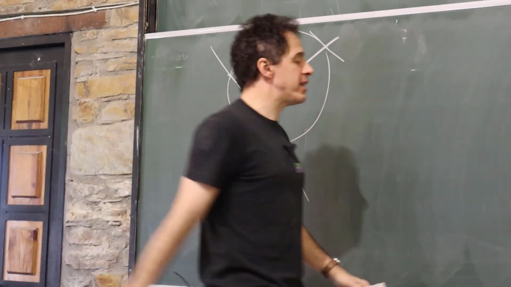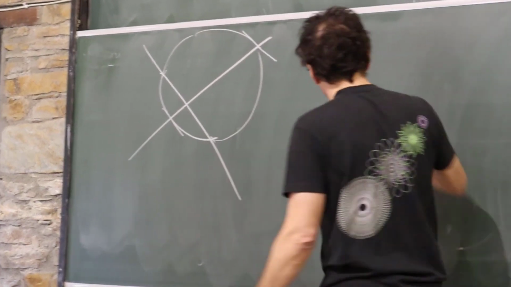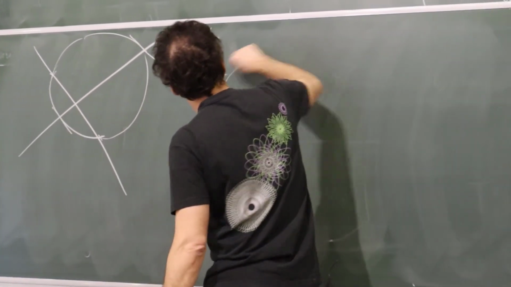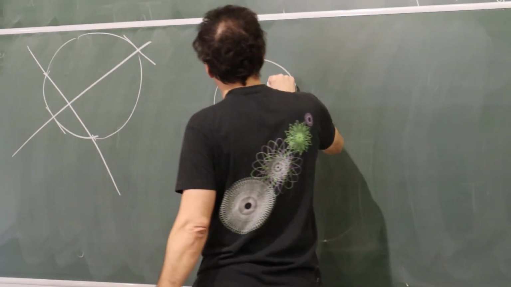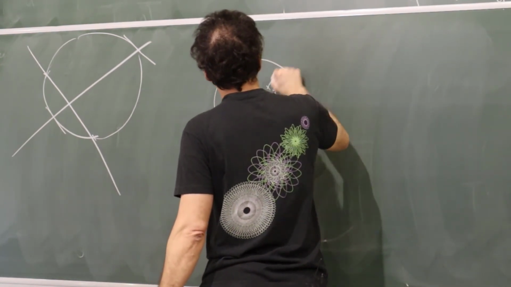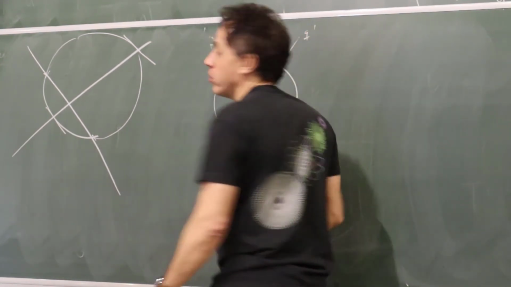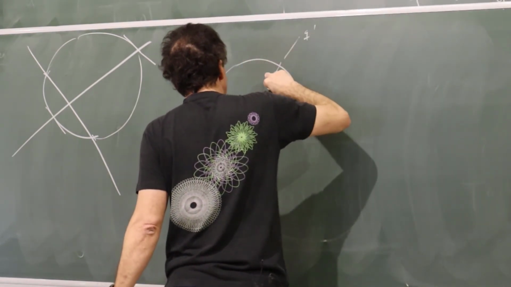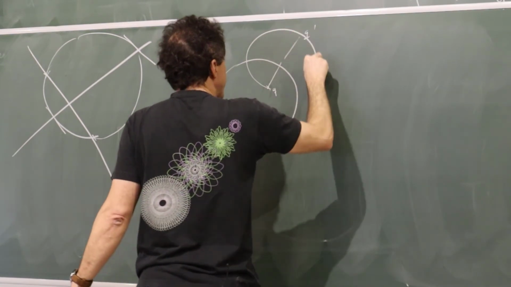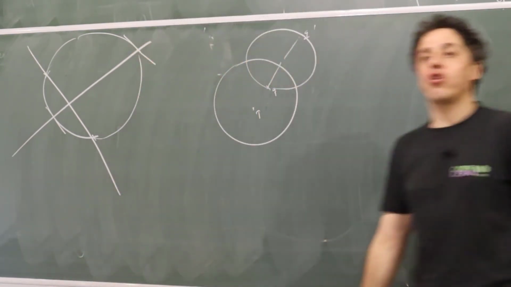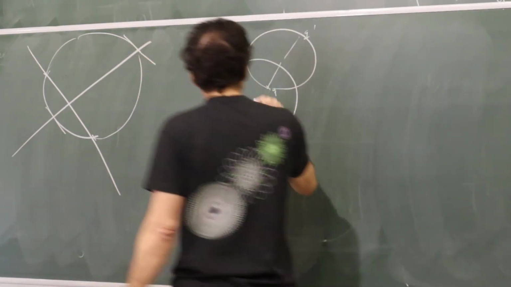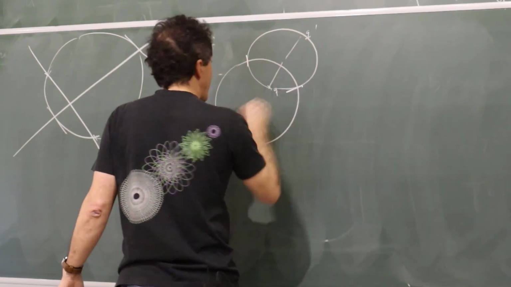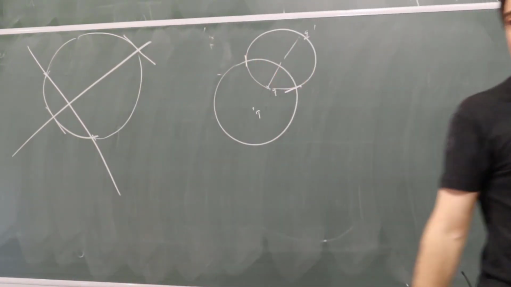And the same happens with inversion. If you take two points that are inverse one to the other, this can be characterized by the fact that any circle passing through these two points cuts the original circle orthogonally.